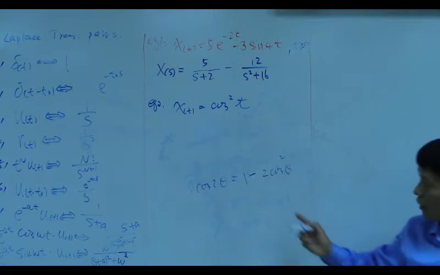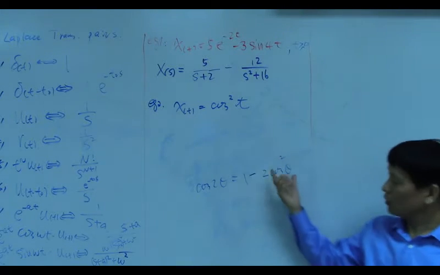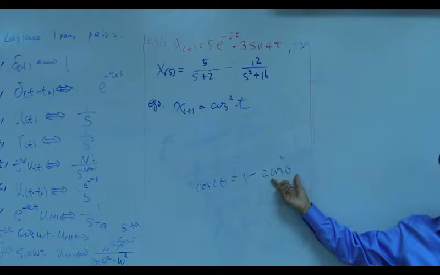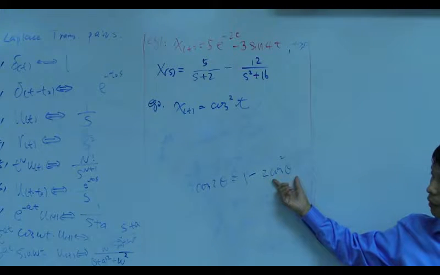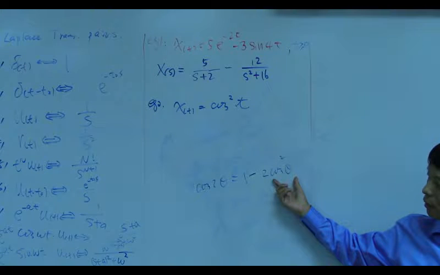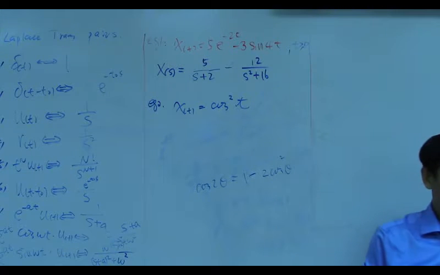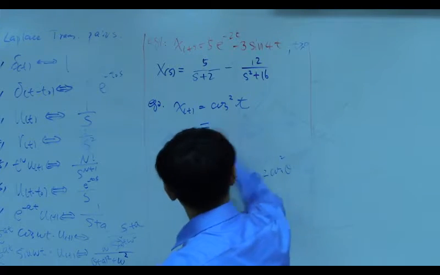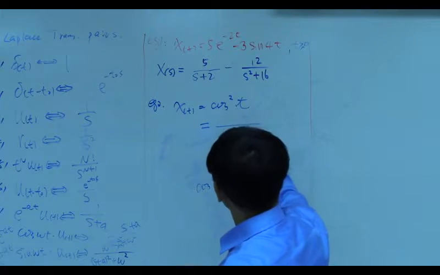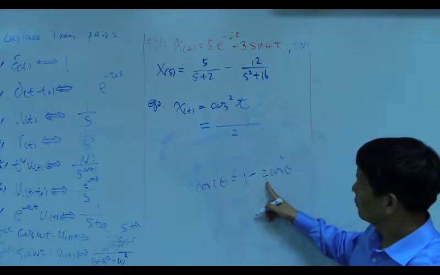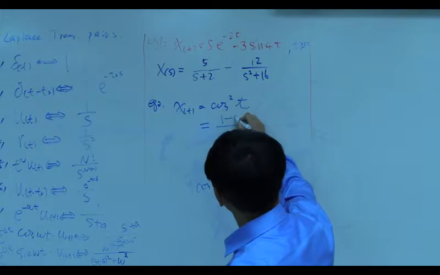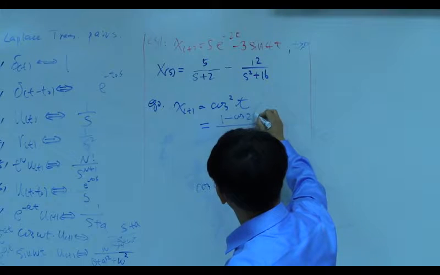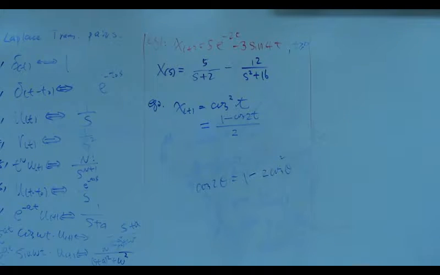Right? So we use this identity. Here, cosine squared, cosine squared. Does this remind us something? Right, so this one will equal to half of 1 minus cosine 2t. Yes? Just that identity too.